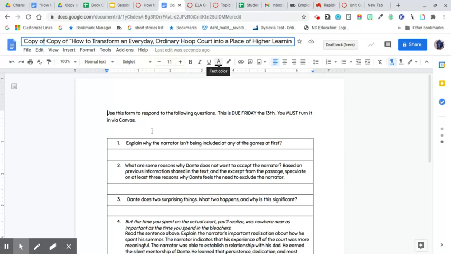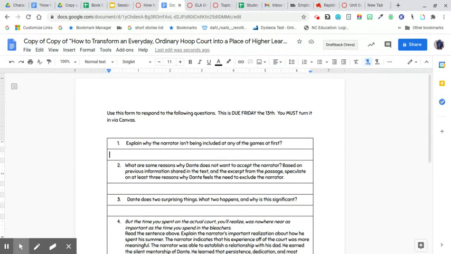It says use this form to respond to the following questions. This is due Friday the 13th, and you must turn it in via Canvas. As you type in here, the spaces will expand. You will need more space to answer these questions. I expect complete responses, complete sentences, and references to the text. That means go back and listen to parts of the story. If you have to get something specific, a detail that you have to get right, make sure you do that.